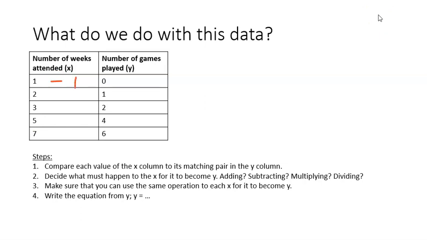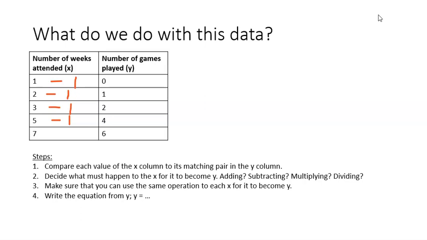Step 3, make sure that you can use the same operation to each X for it to become Y. So is 2 minus 1 1? Yeah, 2 minus 1 is 1. 3 minus 1 is 2. So we're doing the same thing. If there was a time where we couldn't do the same operation, that wouldn't be an equation we can use.